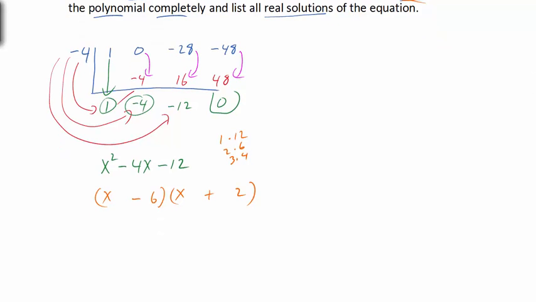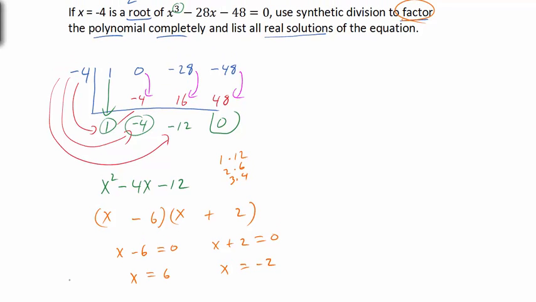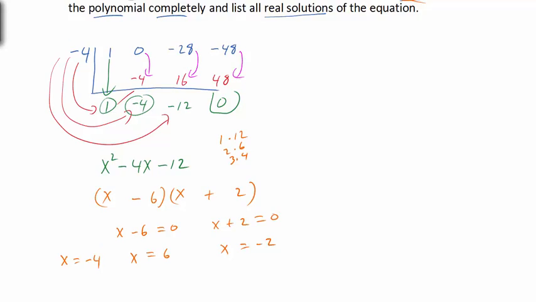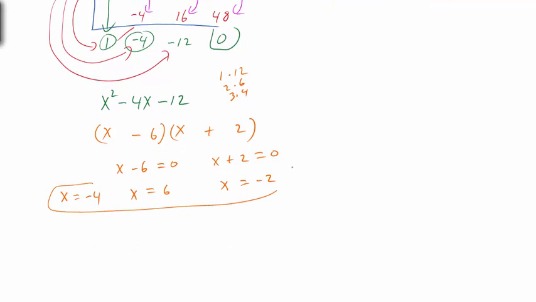So there are our factors. Now, if we want to find the solutions, we're going to take x minus 6 and set that equal to 0, and take x plus 2 and set that equal to 0. So therefore, x equals 6 and x equals -2 are solutions. And up above, they told us that x equals -4 is also a solution. So notice here the highest exponent is 3, and we had 3 roots. In other words, we can call these our roots.